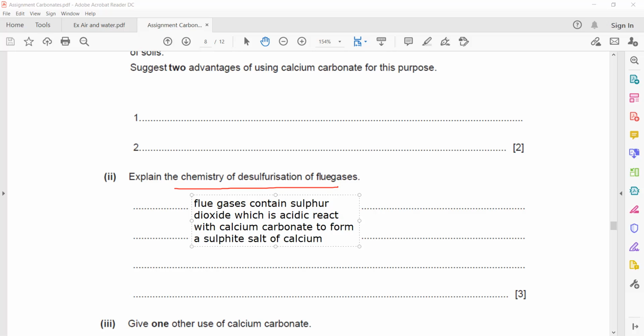So these flue gases mainly contain sulfur dioxide, that's 1 mark. Then they react with calcium carbonate, that's the 2nd mark, because the sulfur dioxide is acidic. So 1 mark is for mentioning flue gases contain sulfur dioxide. The 2nd mark is for mentioning the sulfur dioxide is acidic, which is why it reacts with calcium carbonate. And the 3rd mark: it is neutralized. You can also mention the term neutralization occurs, or that it reacts with calcium carbonate to form a salt of calcium.